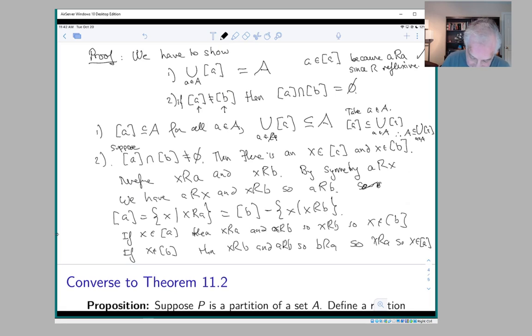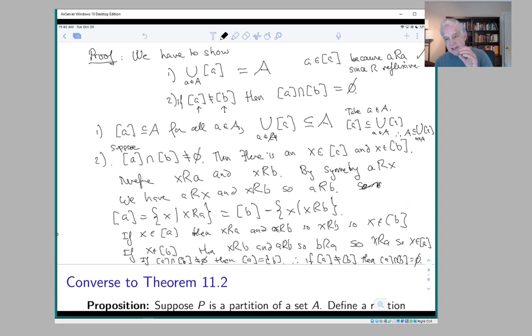So what we've shown is that if [a] intersect [b] is not empty, then [a] equals [b], and therefore, if [a] is not equal to [b], then their intersection is empty. And that's what it takes to be a partition. The equivalence classes cover the set A, and the different elements of the partition don't meet each other. They're disjoint. So every equivalence relation gives rise to a partition of a set into equivalence classes.